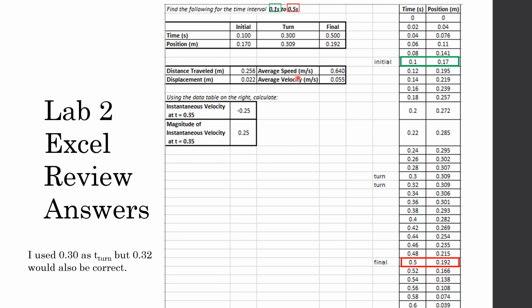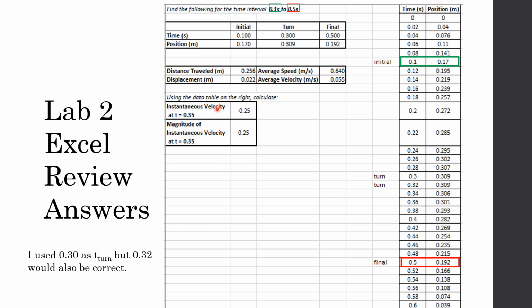For the average speed, that's going to be distance over time, so you're going to take the value in here, so 0.256, and you're going to divide it by 0.4, right? Because that would be 0.5 minus 0.1, so your time interval is 0.4. And you should end up with 0.640. Then for the average velocity, that's going to be your displacement over time. So that's going to be this value here, so 0.022 divided by your time interval, which is again 0.4 seconds. So it's 0.022 divided by 0.4, and you should get 0.055 meters per second.